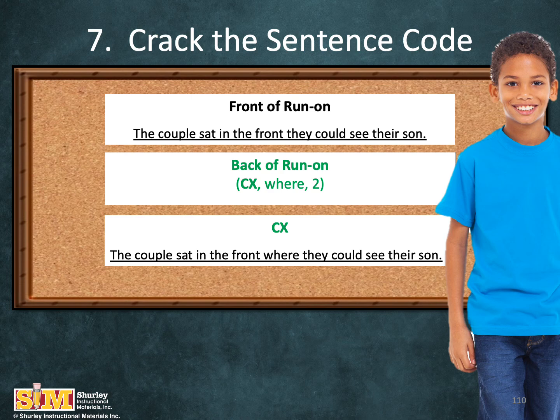Share the results with the whole class and discuss. Here the students made a complex sentence by adding the subordinate conjunction where to the second clause to make it dependent. The corrected run-on becomes, the couple sat in the front where they could see their son.